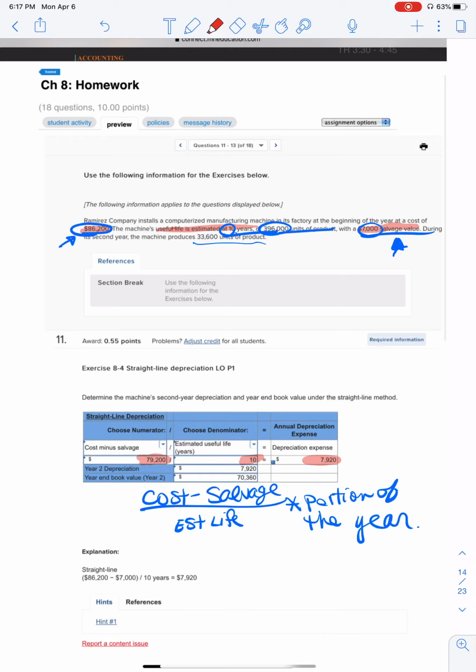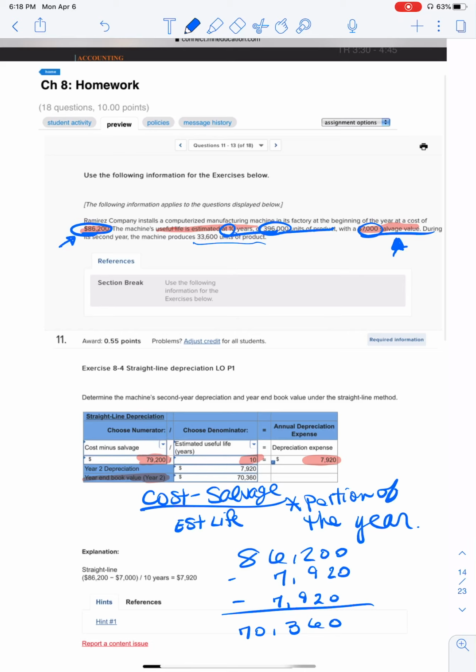$70,360. And that is because it tells us that we bought this machine at the beginning of the year. So we'll take that cost of $86,200 minus $7,920, but be very careful here. It is asking at the end of year 2, not year 1. So we'll then take the $7,920 out again, and that will bring you down to $70,360 for your ending book value.